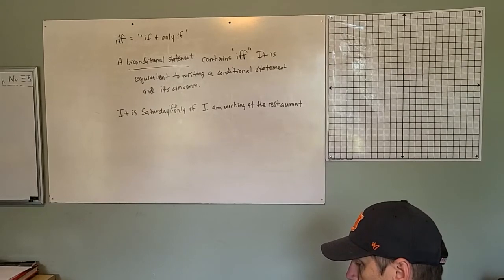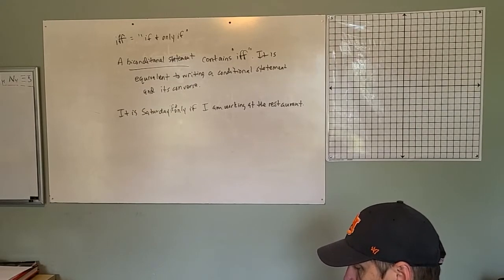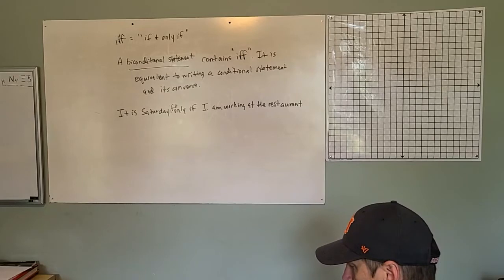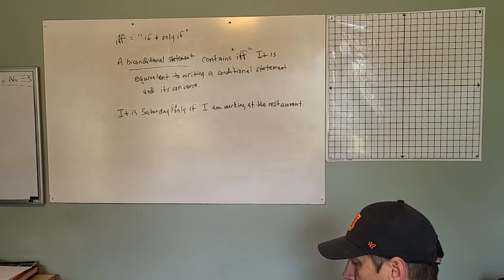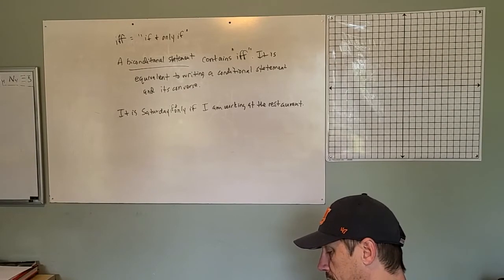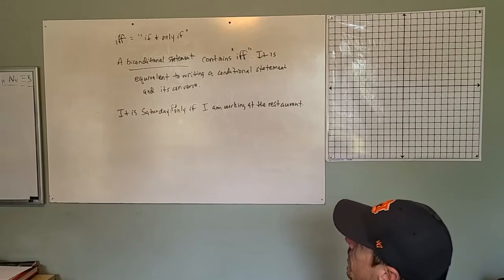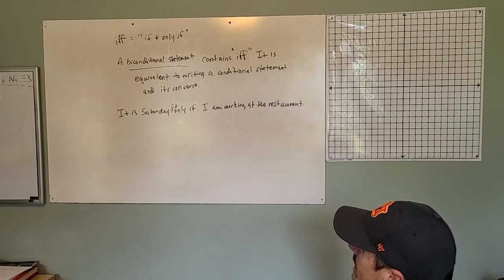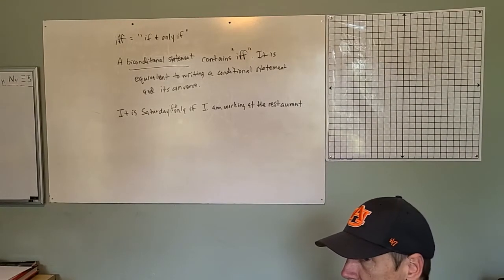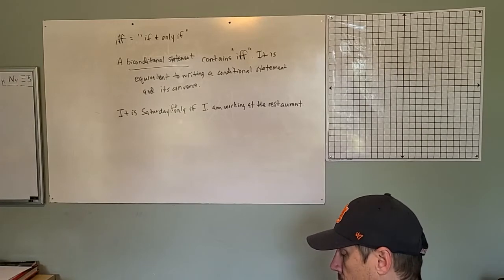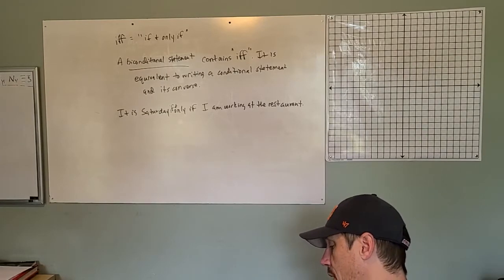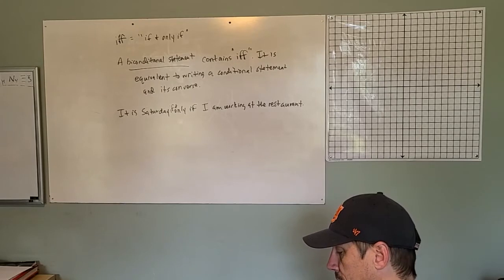So let's do example 2. We're just going to read this rather than write it all down, and let's see if you can do that. Don't look at the conditional and the converse. Remember, biconditional statements put the conditional and the converse statements together, right? So let's see if we can just do that from the biconditional statement that they give us.